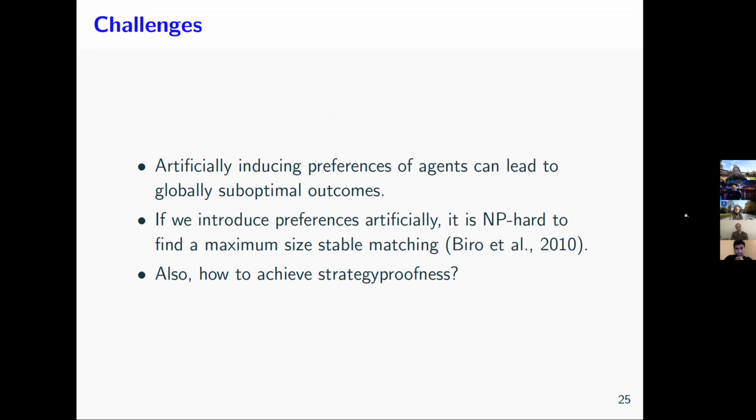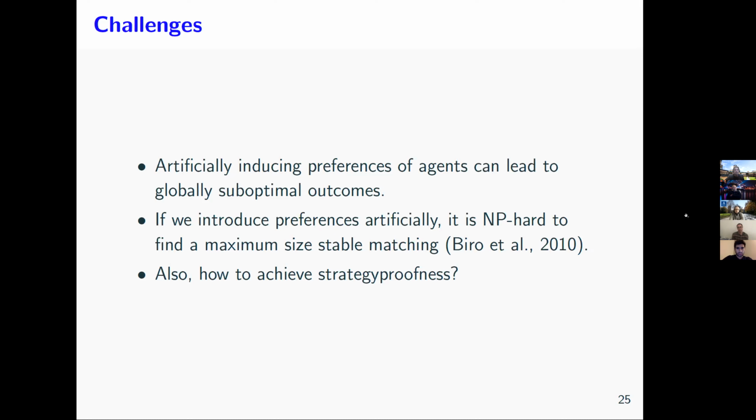So in terms of challenges, one challenge is that artificially inducing preferences, as we saw in the previous example, can lead to globally suboptimal outcomes, especially in terms of finding maximum size matchings. Another thing that we note is that if we introduce preferences artificially, so that you get strict preferences or strict priorities on both sides, then in fact, it's a well-known result in computer science that it's an NP-hard problem to simply find the maximum size matching which is stable. Those of you who work in matching markets, you might have observed quite quickly that respect of priorities is quite close to this aspect of justified envy-freeness.